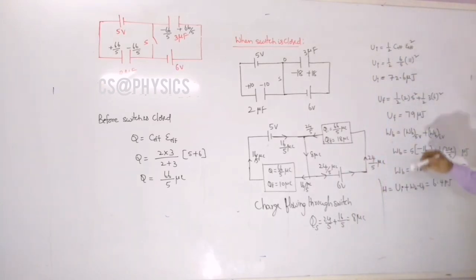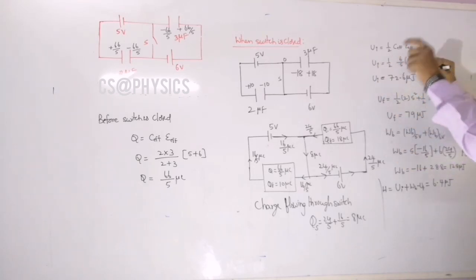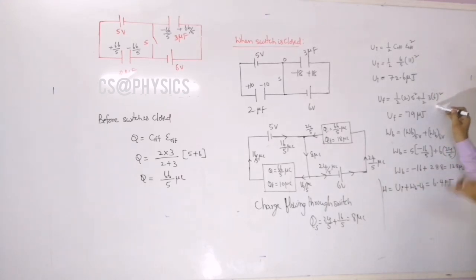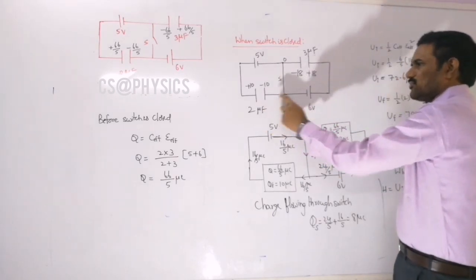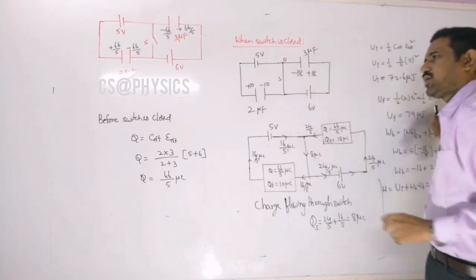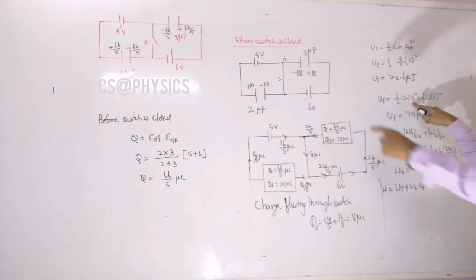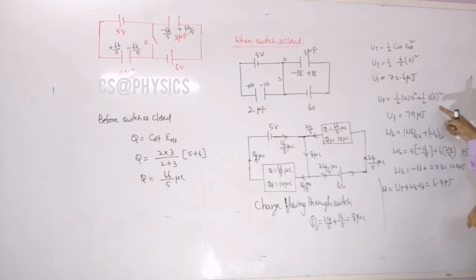So directly you can calculate like this, C_effective into E_effective. What I am saying is, you may calculate individually the energy stored in the 2 microfarad plus the energy stored in the 3 microfarad, and you will get the same answer, right? And then finally, the potential difference across this is 5 and across this is 6. So directly I am writing the half CV square formula here: half into 2 into 5 square, and for this, half into 3 into 6 square. That gives us 79 microjoules here.